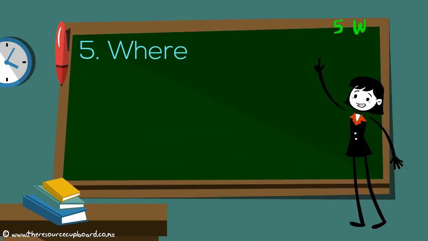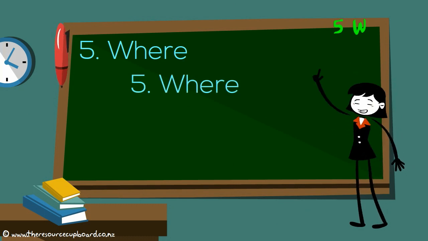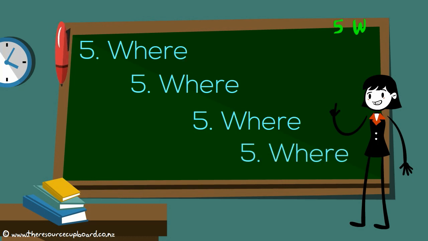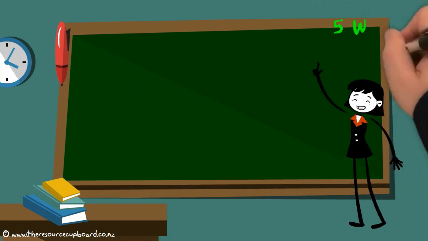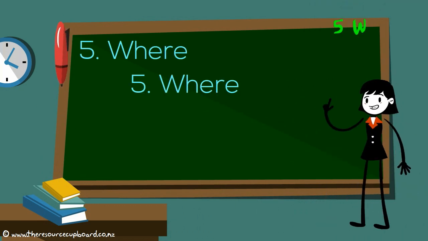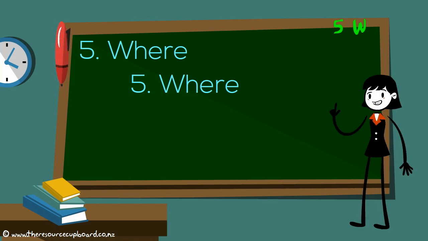Where is the fifth W of the 5 W chart? Record on your 5 W's chart where it happened, or where the story was set, or where the article was set, or where what is happening in the article is in fact happening, and other such where things like that.